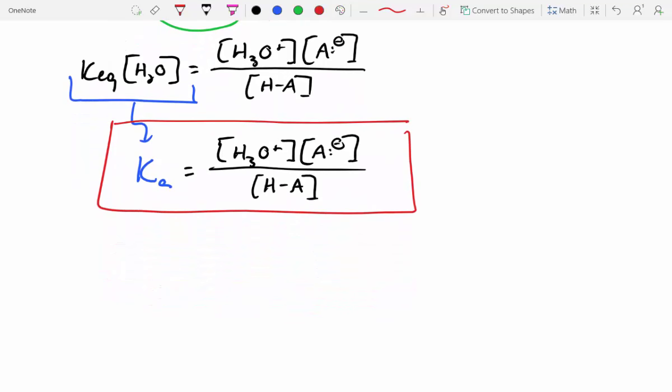All right, so now the question is, if we've got a large Ka, what does that say about our acid? If our Ka is large, that means our concentration of the hydronium ion is also large. Our concentration of our acid with the proton is quite low. So, let me reword this. Large Ka equals a strong acid. Small Ka equals a weak acid.